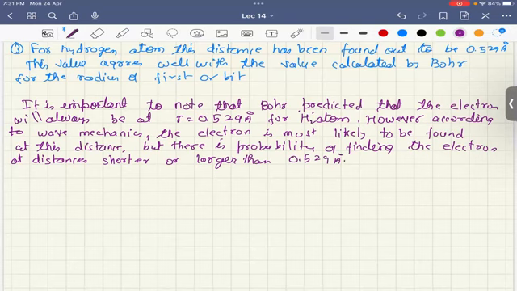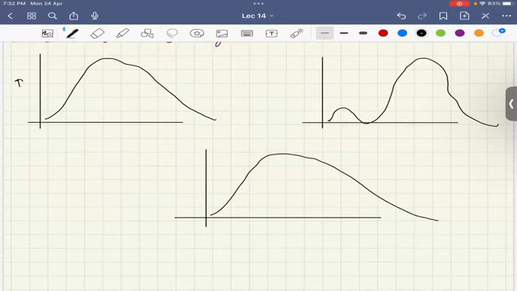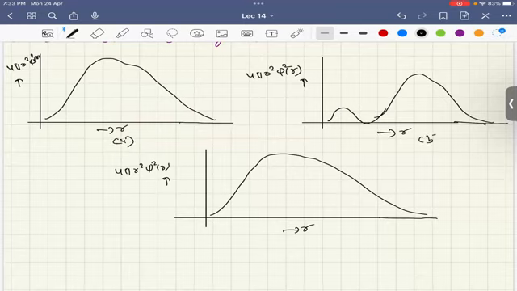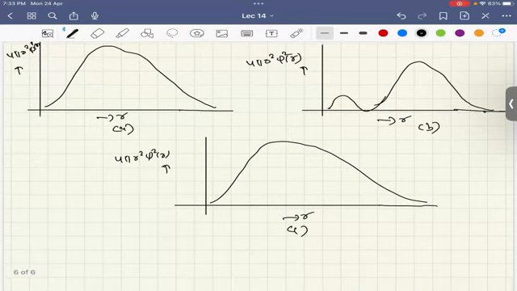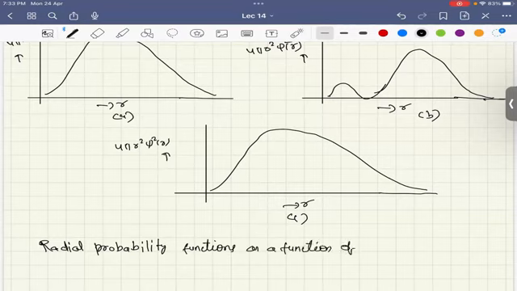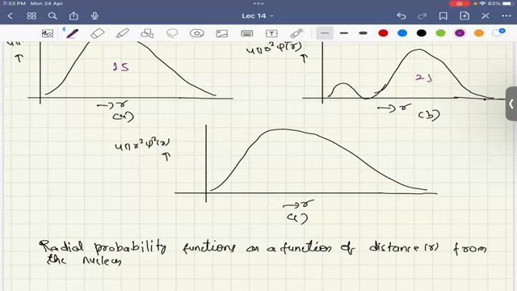So now we are going to plot the probability distribution functions versus r for various orbitals, right? So this is nothing but 4 pi r square psi square, where this is the distance r. This is our figure A, this is figure B, this is figure C, and the whole figure is called radial probability functions as a function of distance r from the nucleus, right? And this is for 1s orbital, this is 2s orbital, and this is 2p orbital, right?